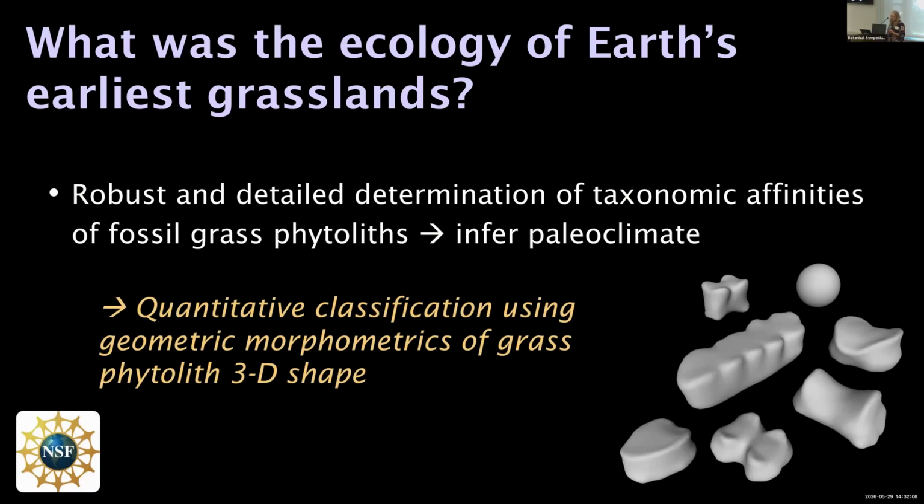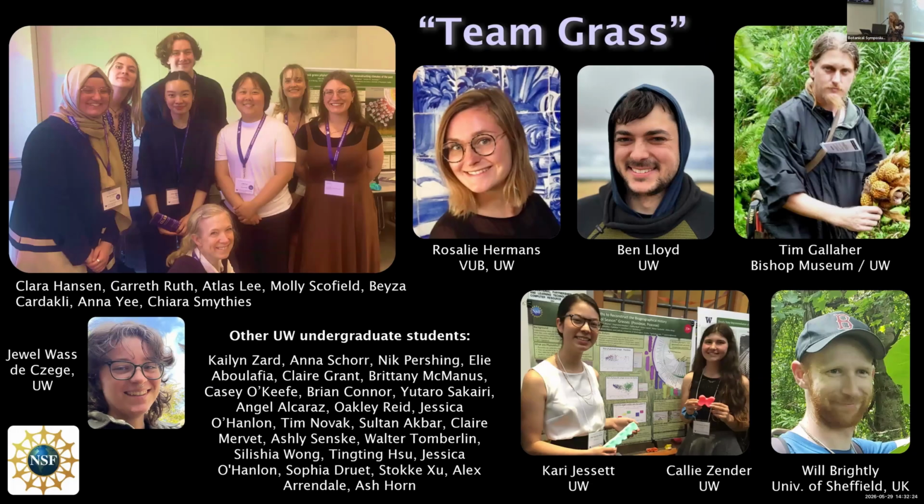And we did that, or we are working on doing that, by coming up with a quantitative classification using the 3D shape of grass phytoliths. And I'm going to talk about work applying so-called geometric morphometrics, which is a way to measure shape. I want to acknowledge the big team of grad students, undergrads, and especially Tim Gallagher, who was a former postdoc who led this work.